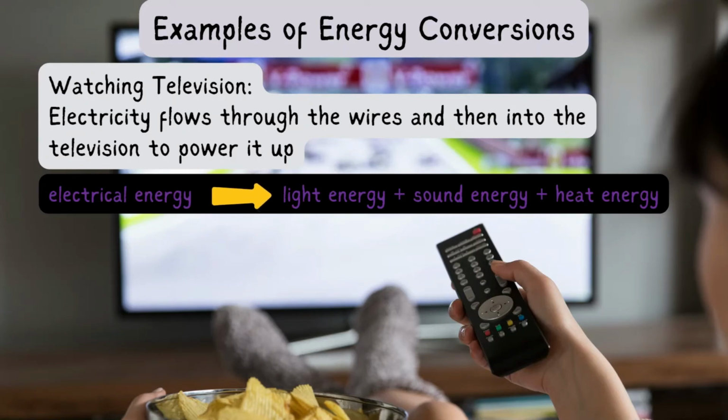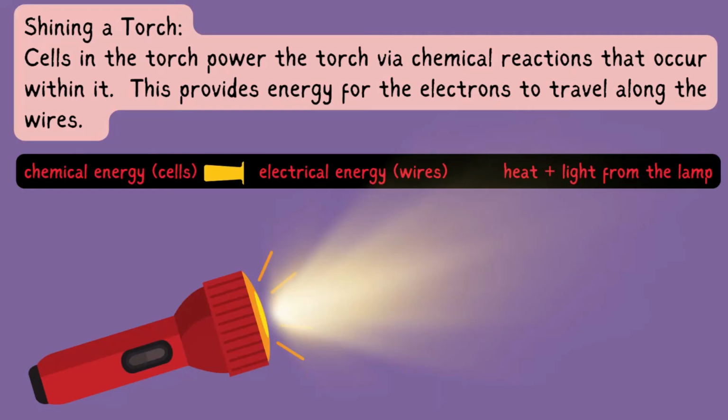Examples of energy conversions include watching a television, where electricity flows through the wires and then into the television to power it up. So we have electrical energy being converted to light energy, sound, and heat energy. Or like shining a torch. Cells in the torch power the torch via chemical reactions that occur within it. This provides energy for the electrons to travel along the wires. So we start with chemical energy from the cells, which gets converted to electrical energy in the wires, which gets converted to heat or light from the lamp.